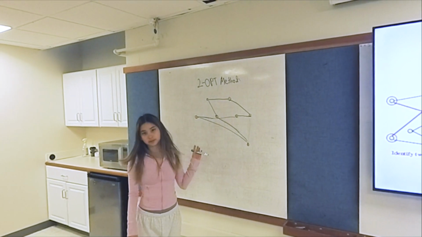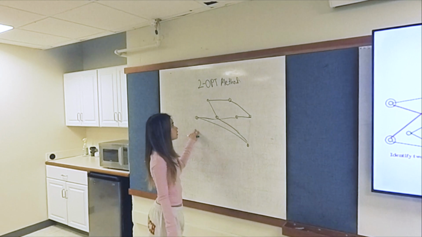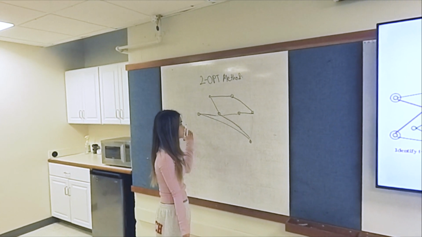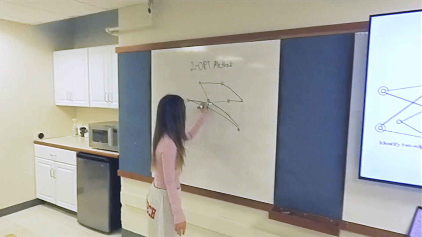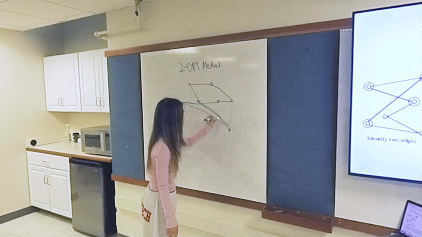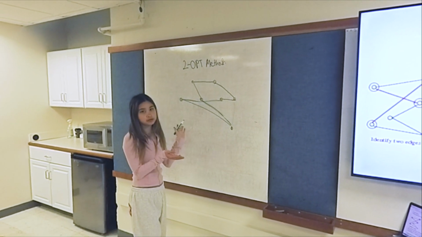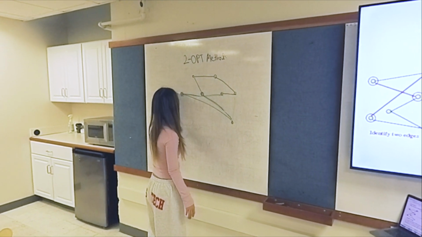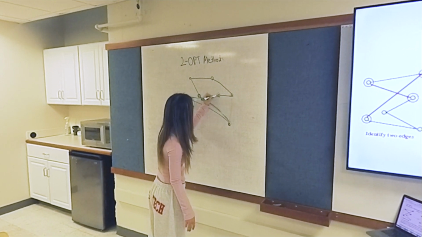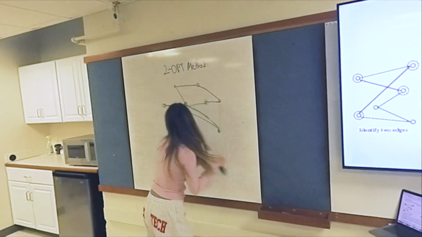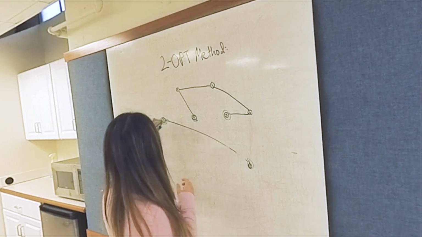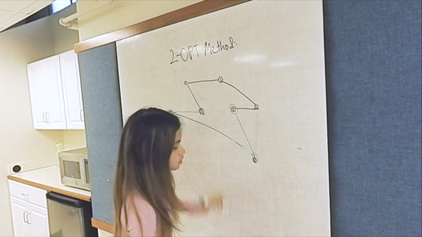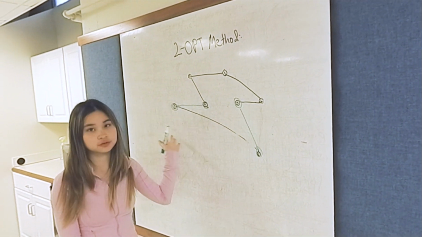Well, what about the 2-opt method? Just to explain how this method works, basically we would select 2 edges, let's say this edge and this edge, and replace them with 2 other edges to complete the tour. So the 4 nodes that we're looking at would be these 4 nodes. If we erase these edges and instead replace them with these edges, we would have a different tour.